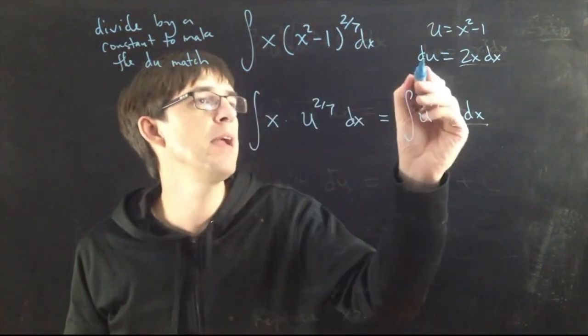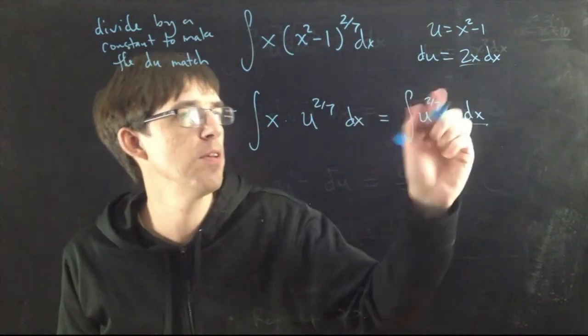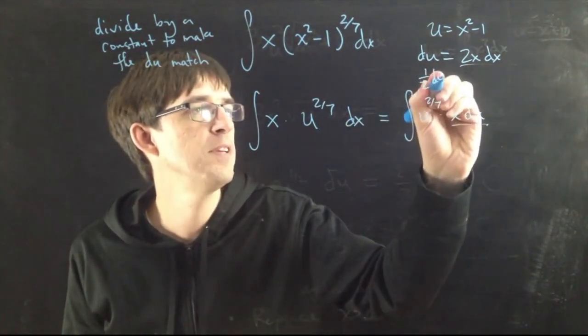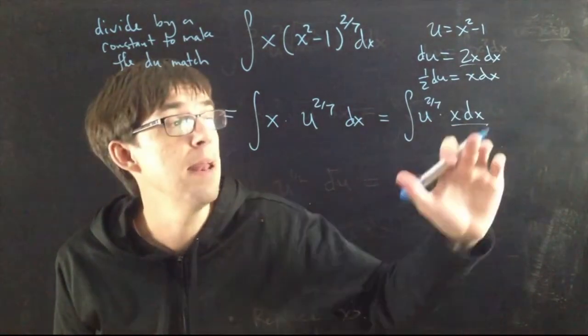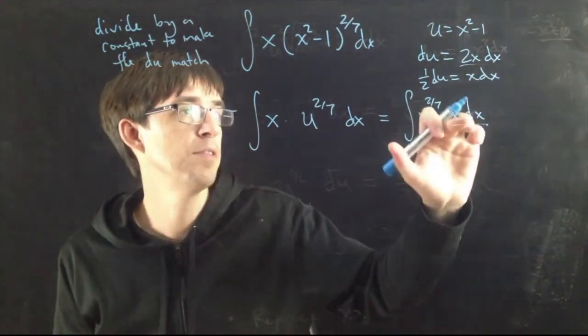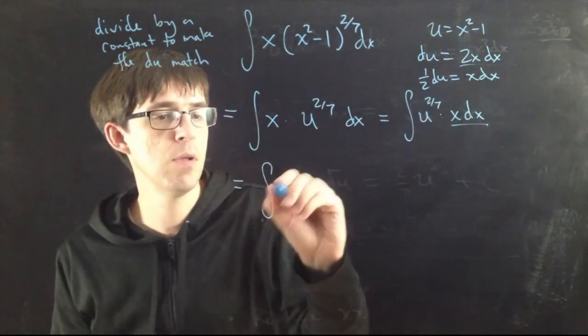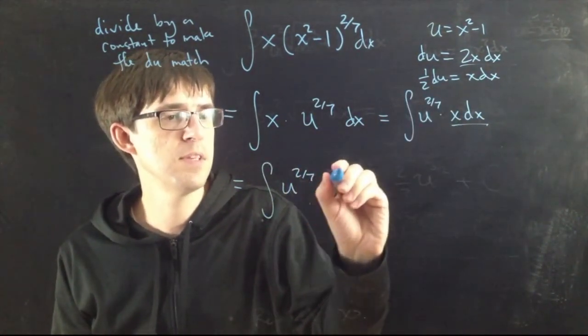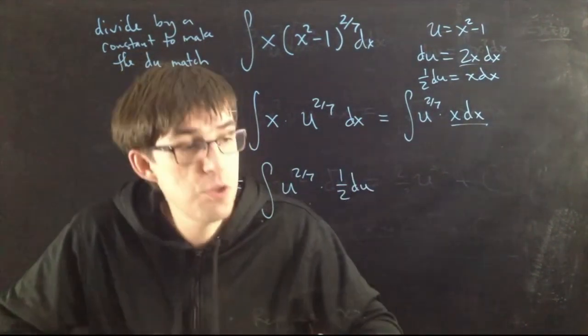What I mean by that is right here, du equals 2x dx. I'm going to divide this 2 to the other side here. 1/2 du equals x dx. How you like that? Now I can put that right there. So this x dx, it's not du, it's 1/2 du. So this is the integral of u to the 2/7 times 1/2 du. And now we can proceed as usual.